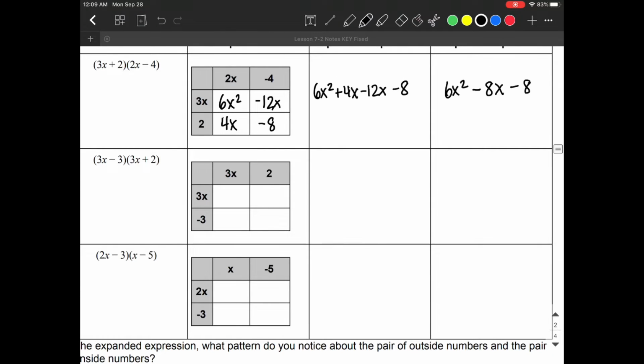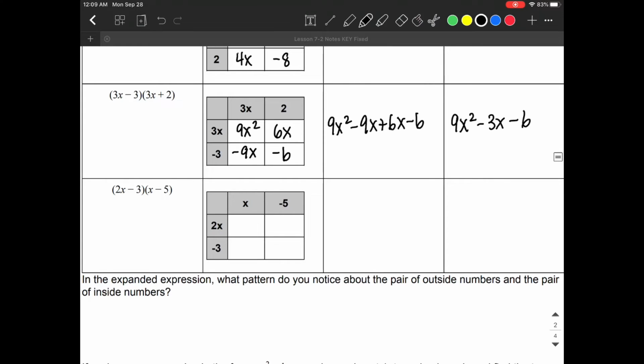Next I have 3x minus 3 times 3x plus 2. 3x times 3x gives me 9x squared. 3x times negative 3 is negative 9x. 2 times 3x is 6x. 2 times negative 3 is negative 6. The expanded form is 9x squared minus 9x plus 6x minus 6, and the simplified form is 9x squared minus 3x minus 6.